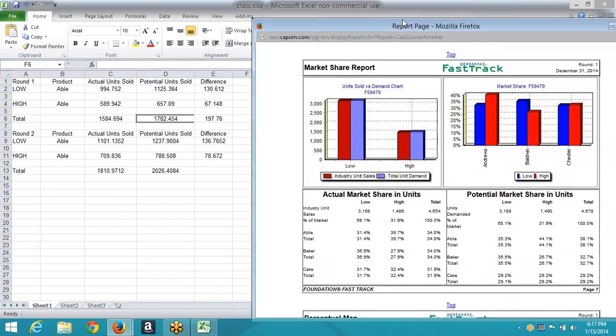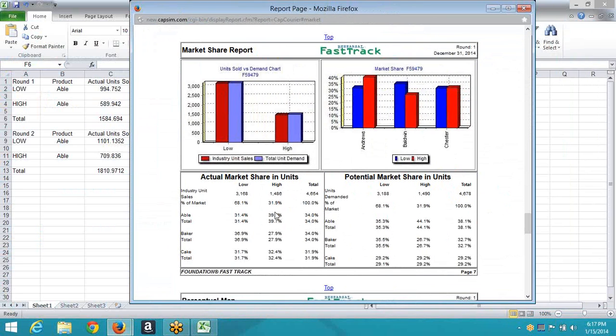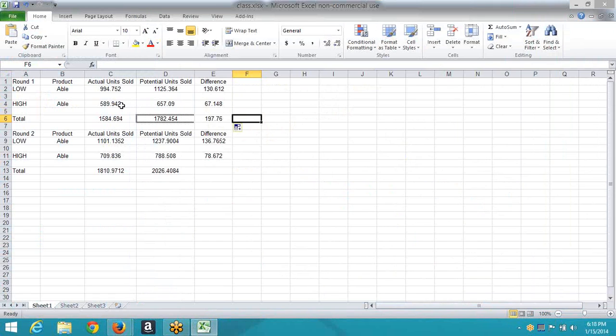So then you're going to do the same thing for the high-tech segment. Just take this percentage, multiply it by how much of the industry units were sold, take your potential, and multiply it by how much of the unit industry was sold. You can put it in an Excel file, or just do it on your calculator, and I got 589 is what I sold.